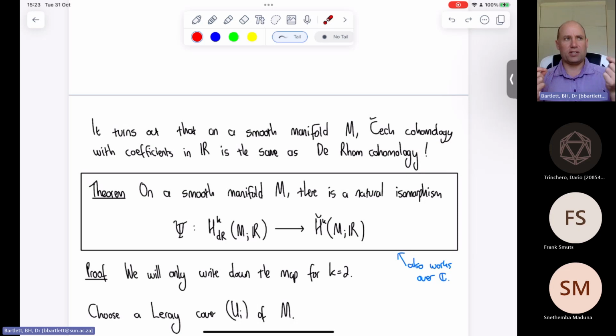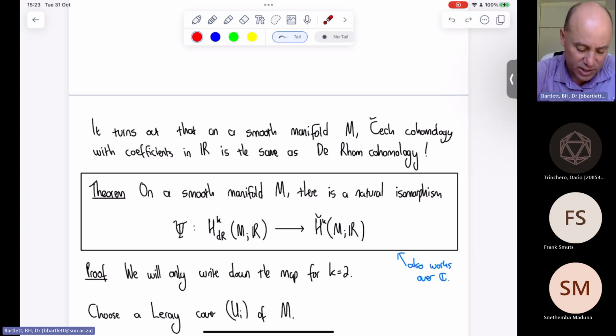There's no information in these cocycles because they're just constant functions. They're just little elements of the abelian group attached to each of these intersections. So really all the information in Čech cohomology is residing in how the open sets are intersecting with each other.